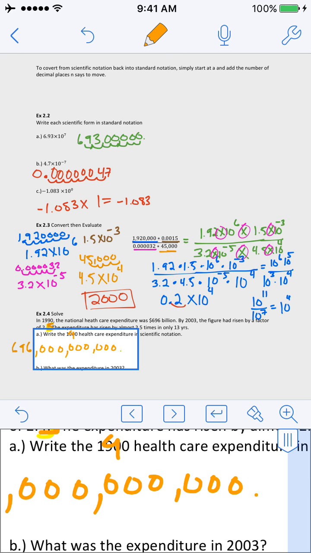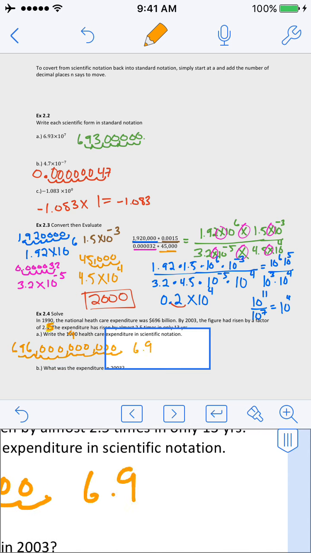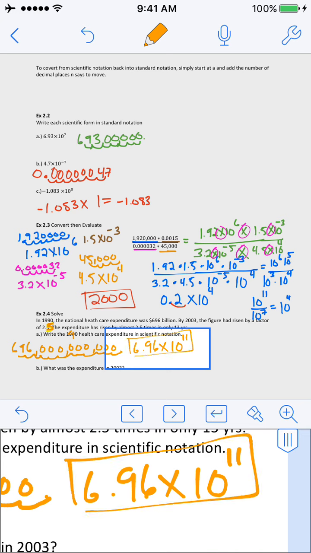Let's convert that to scientific notation. We're going to make a big number small. So we're going to count. We got 1, 2, 3, 4, 5, 6, 7, 8, 9. And it's not quite where I want to stop, right? Because 696 is definitely not between 1 and 10. I want to go 2 more. 10, 11. So that was 9 and 11. So we got 6.96 times 10 to the 11th. That is our scientific notation.